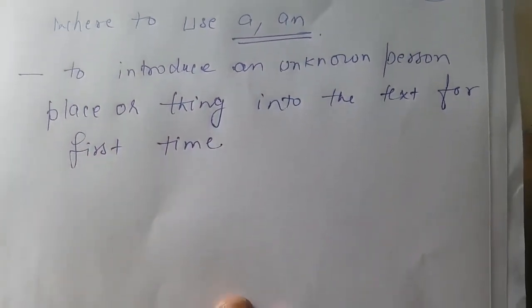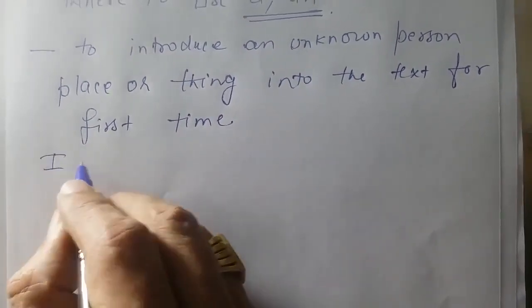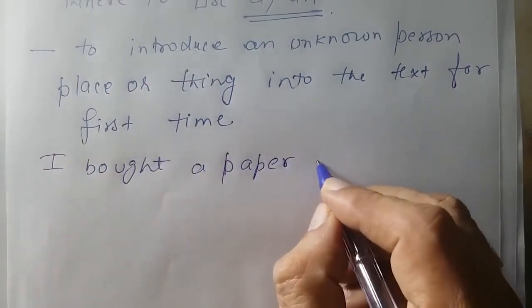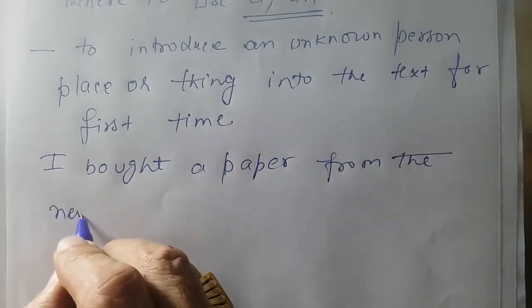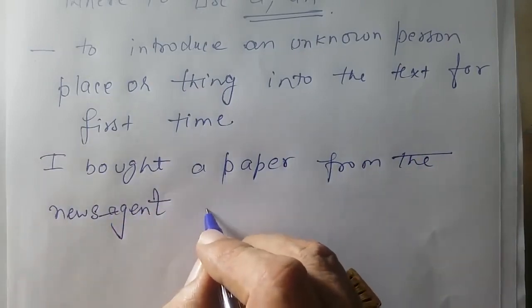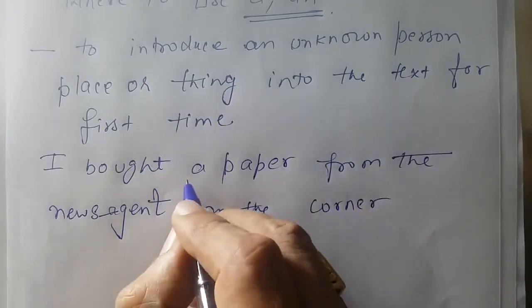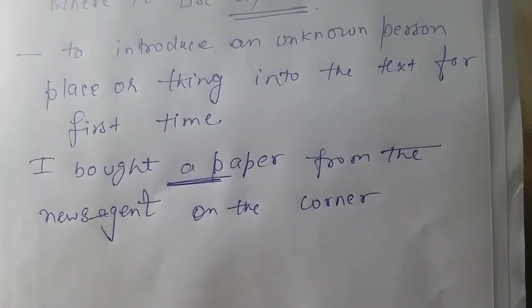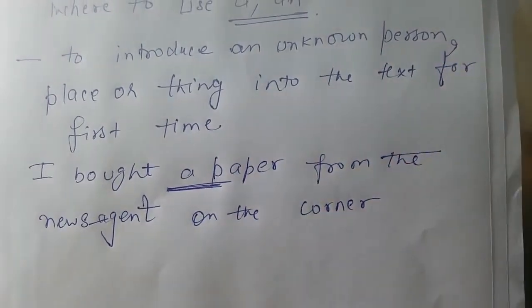Check your mistakes, check the things you are committing. I bought a paper from the news agent on the corner. New thing, introduction of a new thing. To introduce an unknown person, place or thing into the text for the first time.